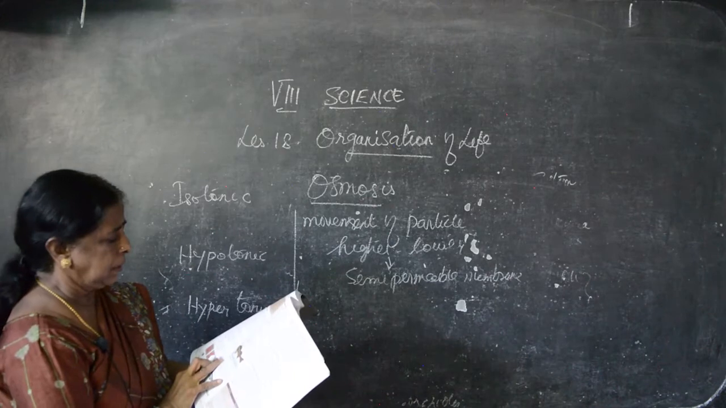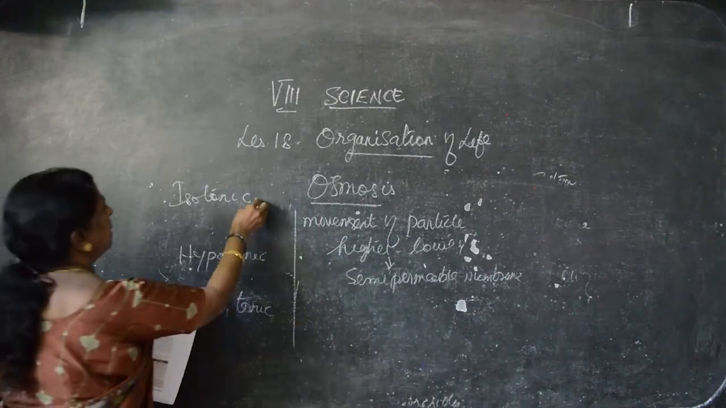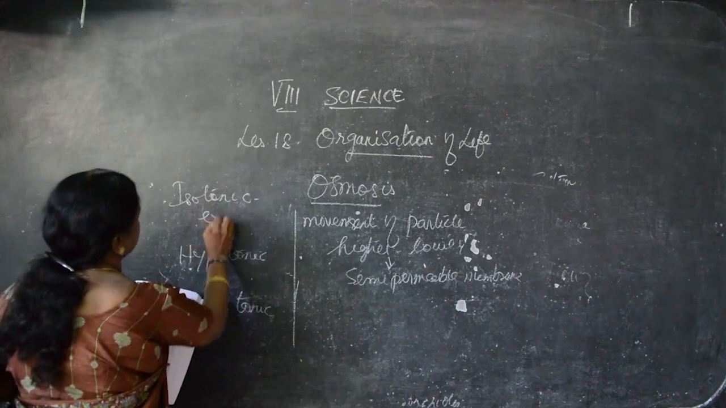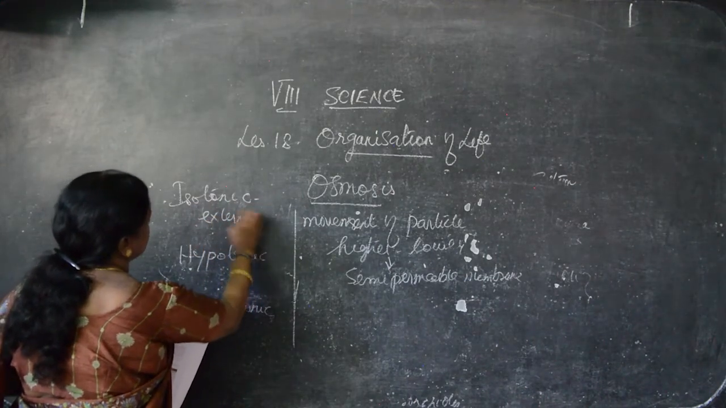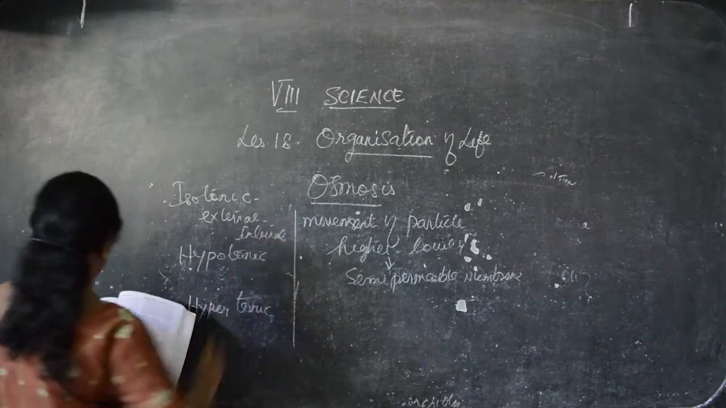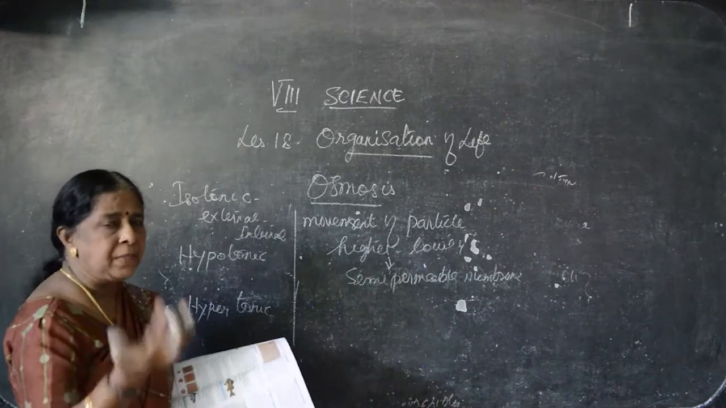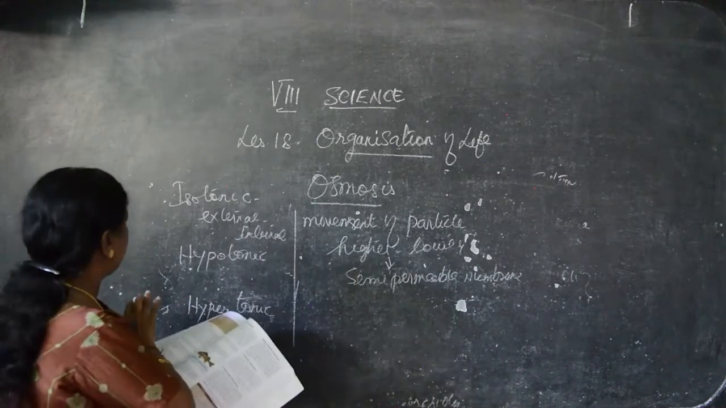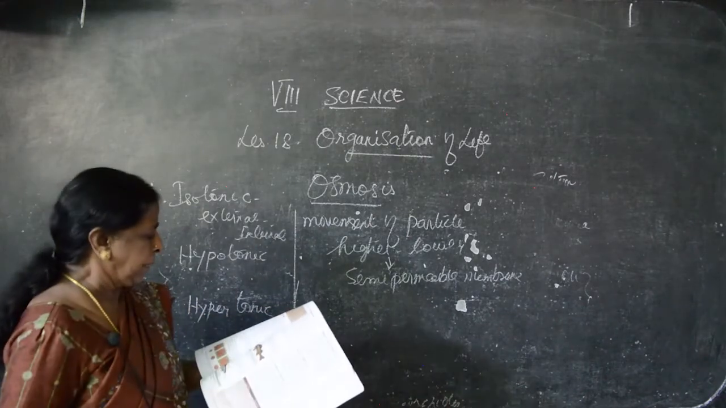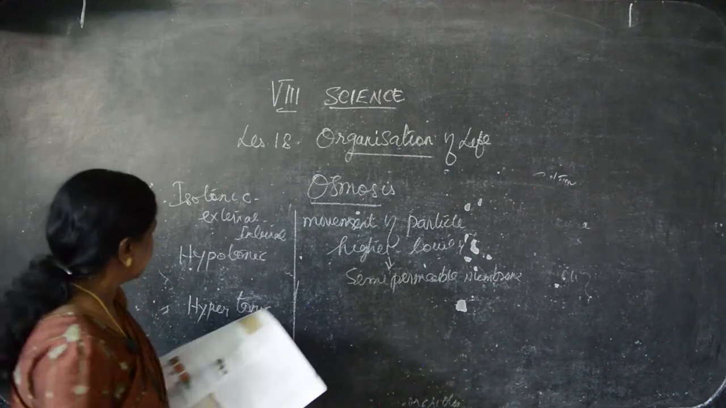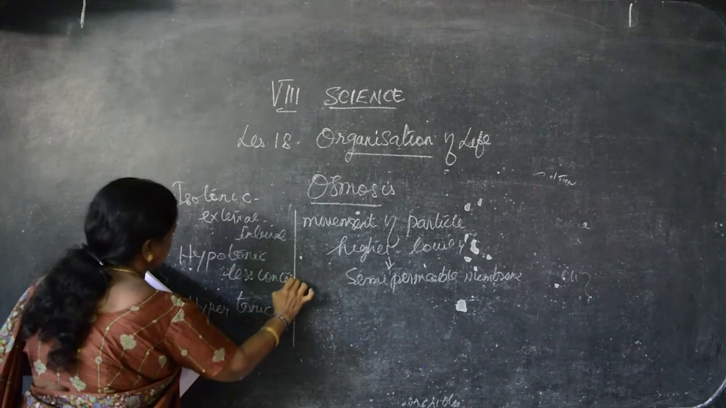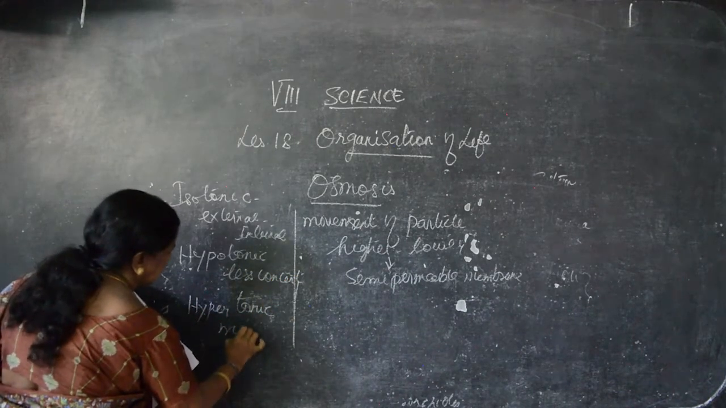Isotonic. Iso means same. That is, external and internal particles are both in the same position. They are the same, and can never be raised or decreased. Such a thing is known as what? Isotonic. Hypo means less, hyper means more. That is, when the external solution is less concentrated, this is less concentrated. The external solution is less concentrated, and this is more concentrated.